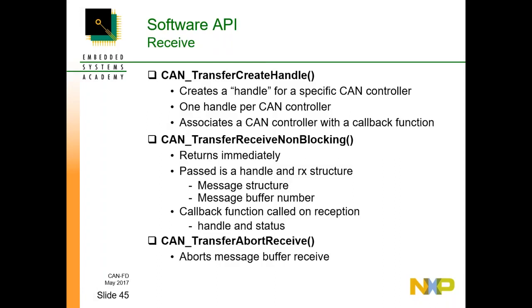Just like we saw with transmit, non-blocking receive is possible. Transfer create handle is again used to obtain a handle, so the same handle is used for both transmit and receive. When transfer receive non-blocking is called, it sets up the driver to look for a message to be received into a specific message buffer. This continues until either the message is received or transfer abort receive is called. And on reception, the callback function is called.